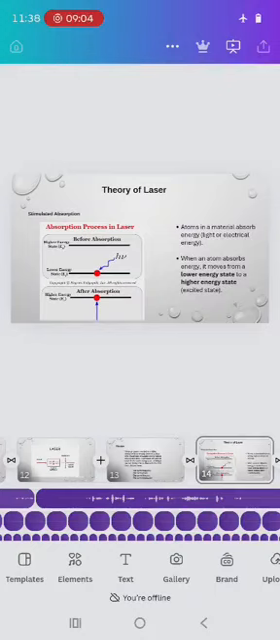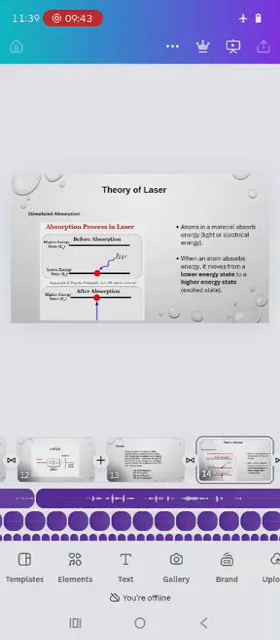The atoms in a material absorb energy. When an atom absorbs the energy, it moves from a lower energy state to the higher energy state. The higher energy state means the excited state. The atom is moving to the excited state. This is stimulated absorption. E1 means the lower energy state, the ground state. E2 means the higher energy state, the excited state.